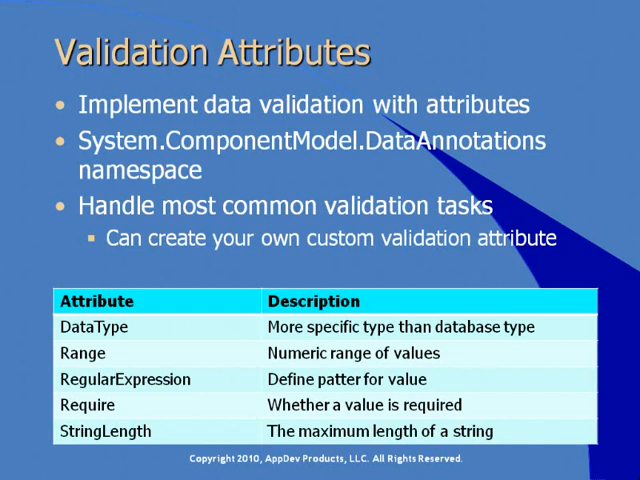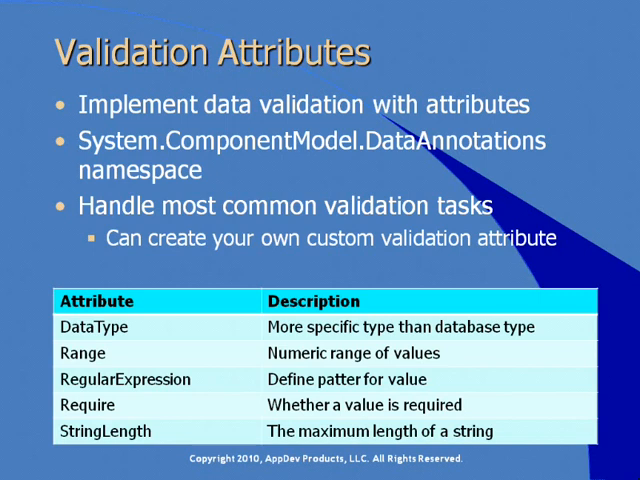Then the Range validation attribute lets you specify the numeric range in which valid values have to fall. It has both minimum and maximum properties. You can use the RegularExpression validation attribute in order to define the format with which the data has to comply. And you use the Pattern parameter to specify the regular expression. You can use the Required attribute in order to say that the data value is required. There has to be something that's provided for that field.